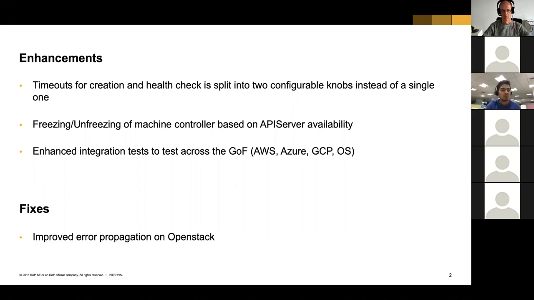So from that perspective, we have implemented a freeze. We have enhanced the freeze feature in a way that if any of the API servers is not available, then MCM will basically just stop working for those moments, and whenever they are coming back, it will start functioning as normal with whatever algorithm we have otherwise.